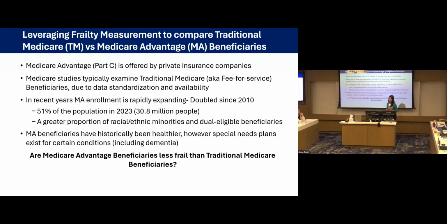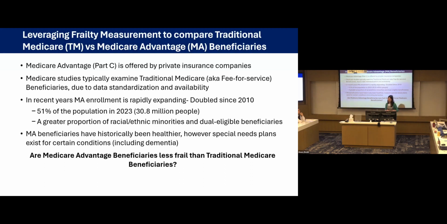And we also know, from other data, that it's been demonstrated that a greater proportion of racial and ethnic minorities and also dual eligible Medicare-Medicaid beneficiaries are enrolling in Medicare Advantage. So as we think about the populations that we're studying, especially with attention to racial and ethnic minorities, it becomes a problem if we're only looking at the traditional Medicare population, because it's not actually as generalizable as we used to think it was.